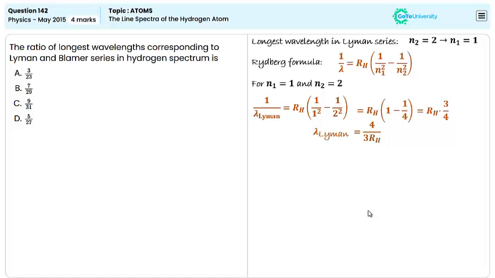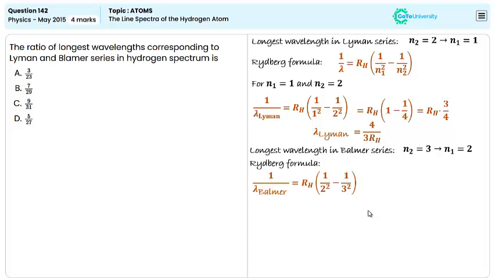The Balmer series corresponds to transitions ending at n1 equal to 2 and the longest wavelength occurs for the transition n2 equal to 3 to n1 equal to 2. Again, by using Rydberg formula, we get 1/λ_Balmer = R_H × (1/2² − 1/3²). So on solving, we get 1/λ_Balmer = 5R_H/36, and the reciprocal of which is λ_Balmer = 36/(5R_H).